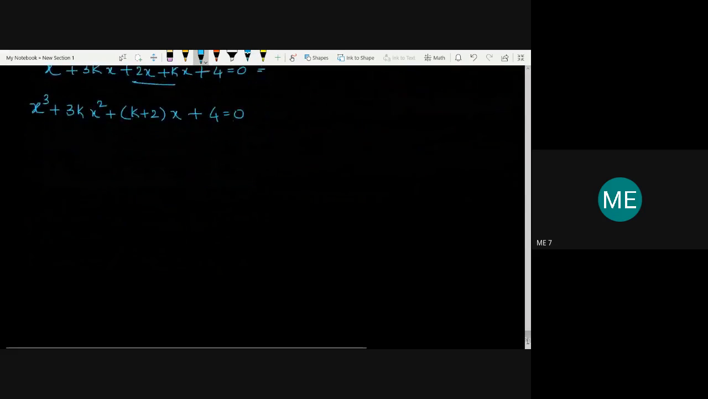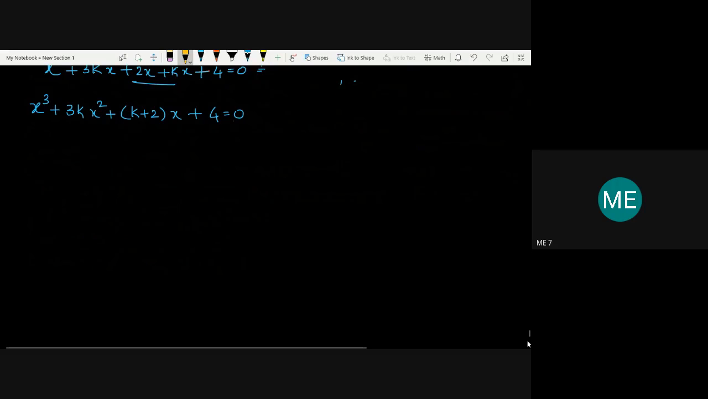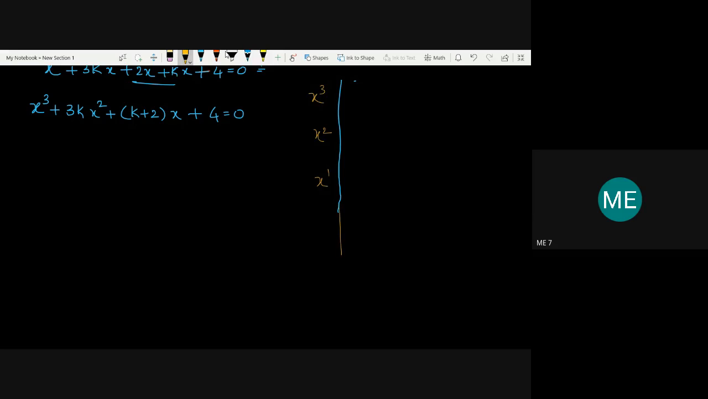Now I need to find out the Routh array for this. So write the Routh array. So what are the terms which you have? x cube, then x square, then x to the power of 1, then x to the power of 0. So first two rows, taking the coefficients, I'll get 1, 3k, then k plus 2. Okay, I'll write a little bit far.